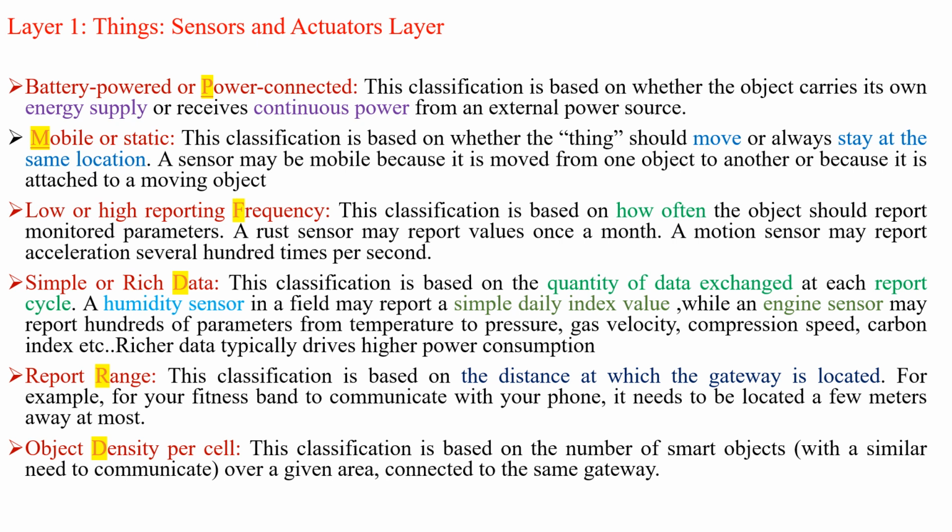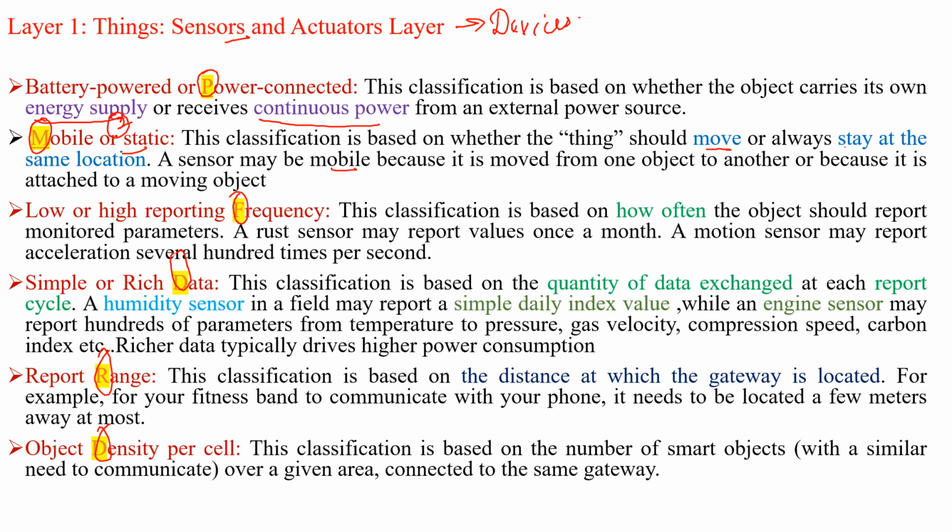So moving on to the first layer, that is layer 1, things, the sensors and actuator layer, which is nothing but your devices. As we have seen in the first slide, the first one is power, then mobility, then frequency, data, range and density. Whether it is battery powered or power connected, this classification is based on whether the object carries its own energy supply or receives continuous power from an external power source. Second category is mobile or static, based on whether the thing should move or always stay at the same location.